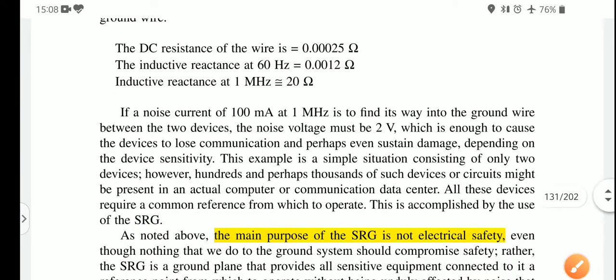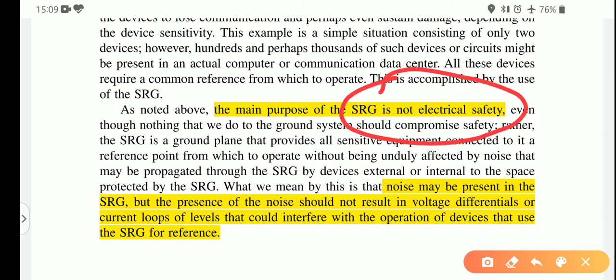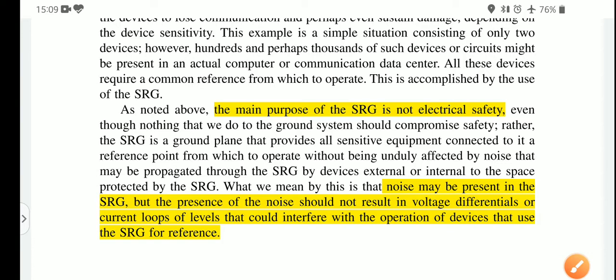So now what the SRG indicates is that our aim is to minimize this noise. How to minimize this noise? Just by providing a lower impedance for the reference level, meaning the ground path. The main purpose of the SRG is not electrical safety. Electrical safety we already discussed earlier. You can provide it by earthing or separate grounding, but here we are talking about sensitive equipment.